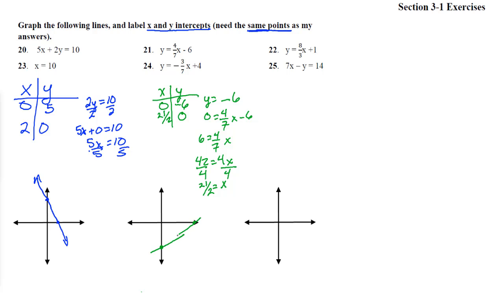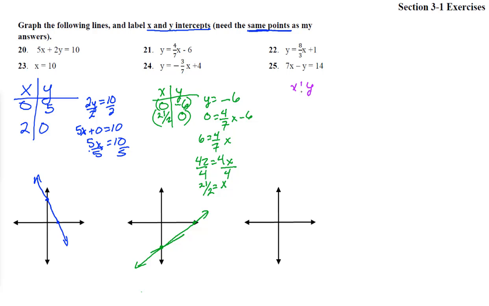And there we go. Hit both of those dots. And yes, this is the y-intercept, and that's the x-intercept. Could write it like that with the parentheses. That'll help identify them. All right, next one, number 22.